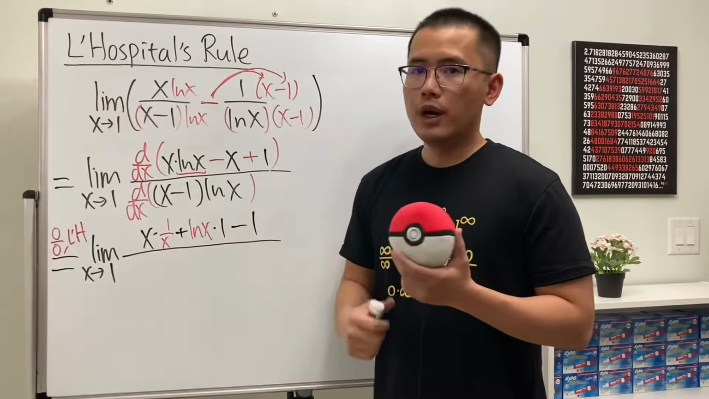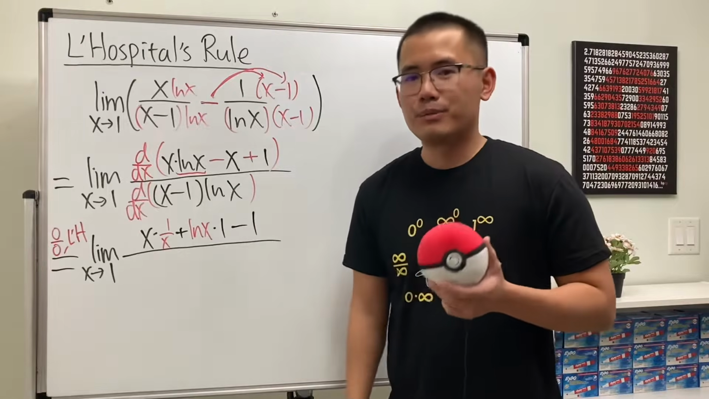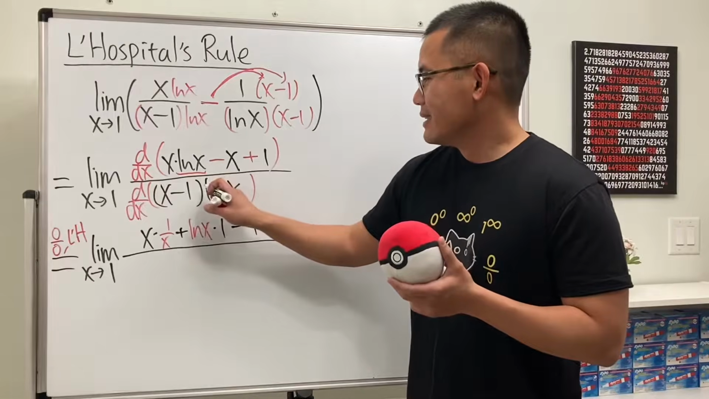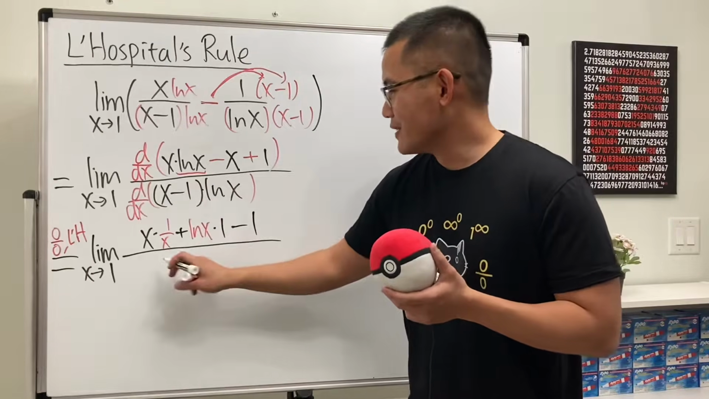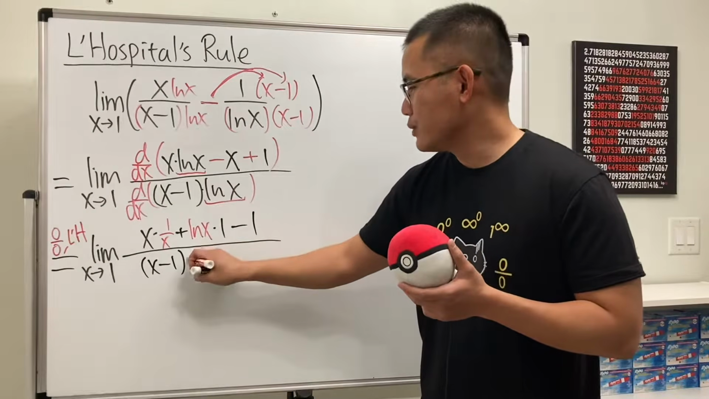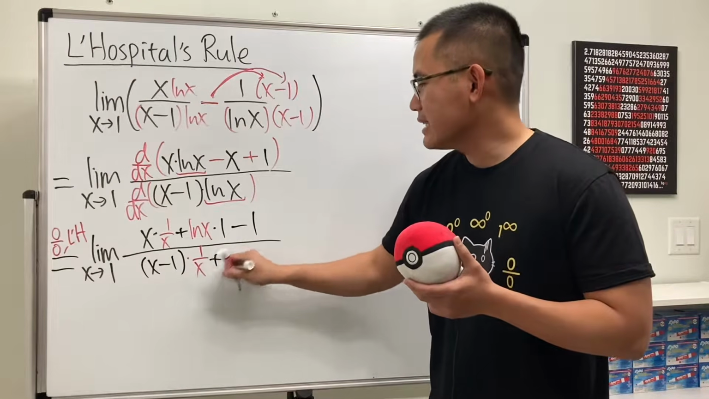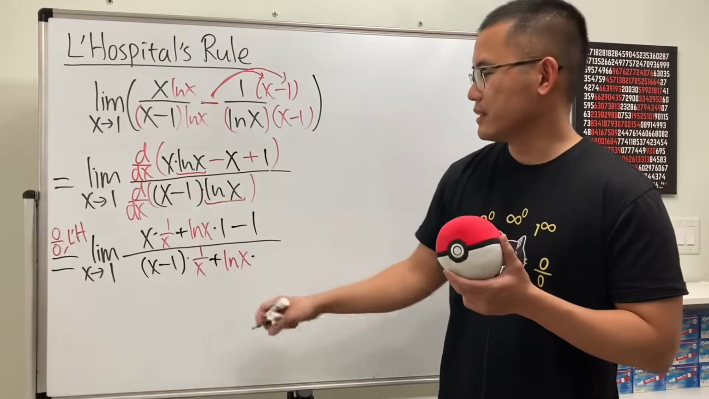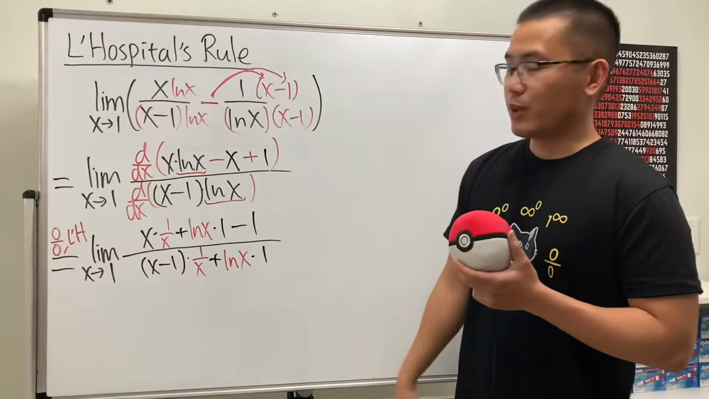On the bottom, we also have to use the product rule. Yeah, so let's go ahead and do it. Let's keep this right here as the first function, so parentheses x minus 1 times the derivative of the second, which is 1 over x, and then we add the second function, that's ln x, and multiply by the derivative of the first, which is just 1. So that's what we have.